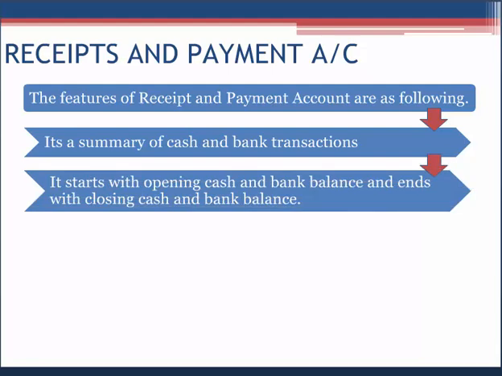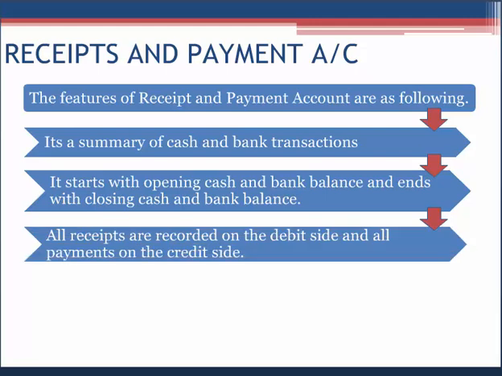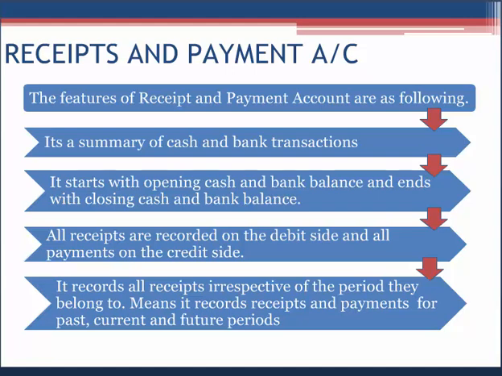Point number 2, it starts with the opening balance of cash and bank and it ends with the closing balance of cash and bank. Starts with opening, ends with closing. Point number 3, all receipts are recorded on the debit side. All payments are recorded on the credit side. T format: debit side, receipts; credit side, the payments. Point number 4, it records all receipts, guys, irrespective of the period to which they belong.